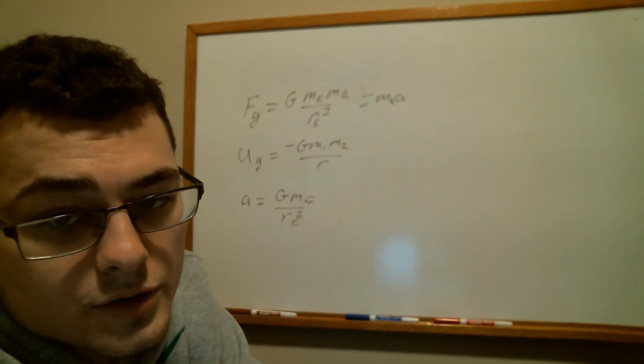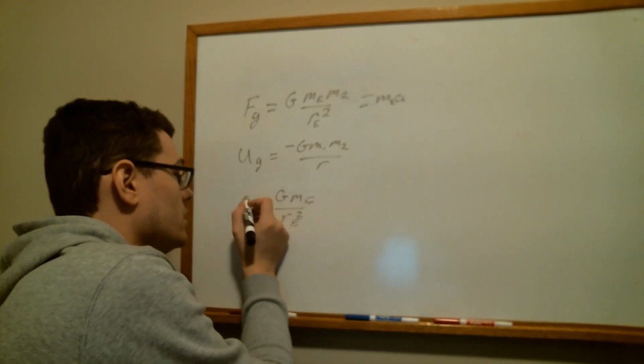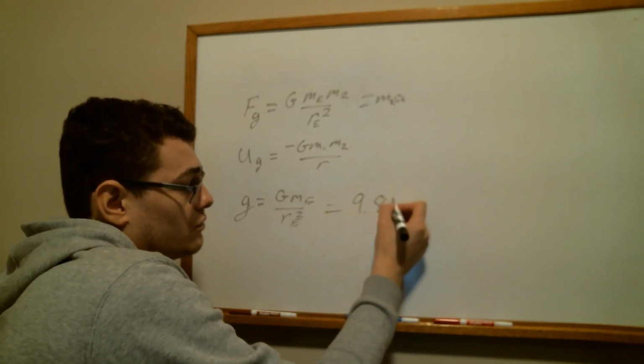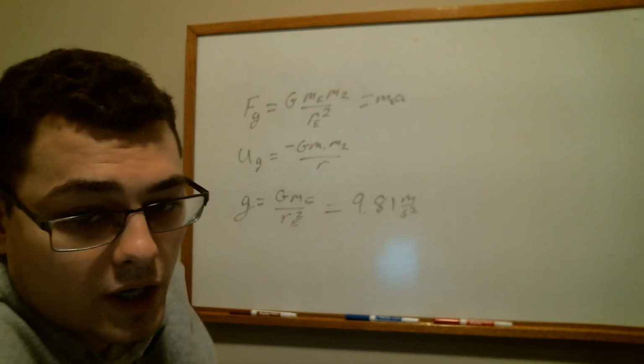And this will end up giving you your value for gravity, and we can now turn this into a g, and this is going to equal 9.81 meters per second squared, like we've been using it in our class.